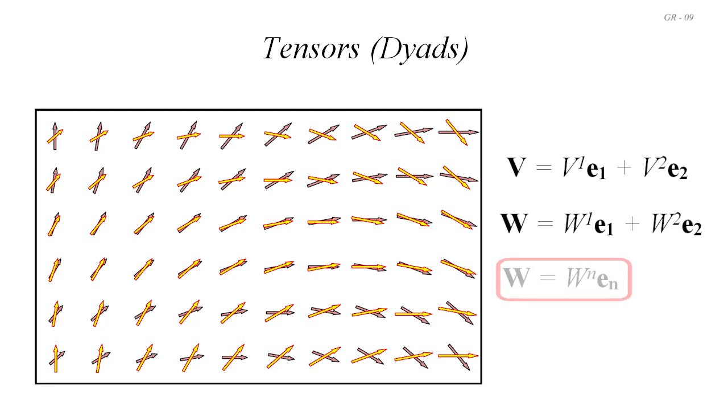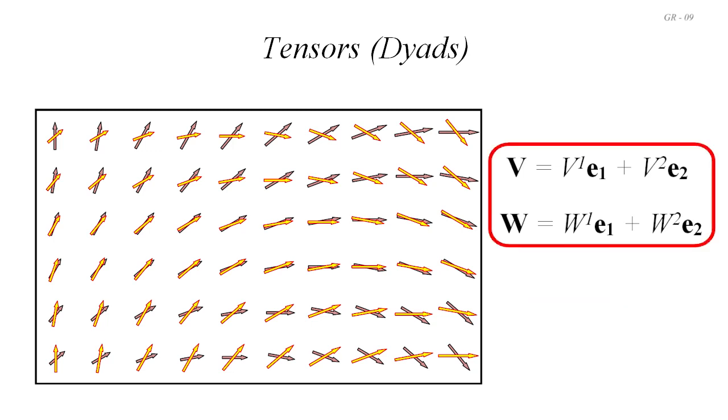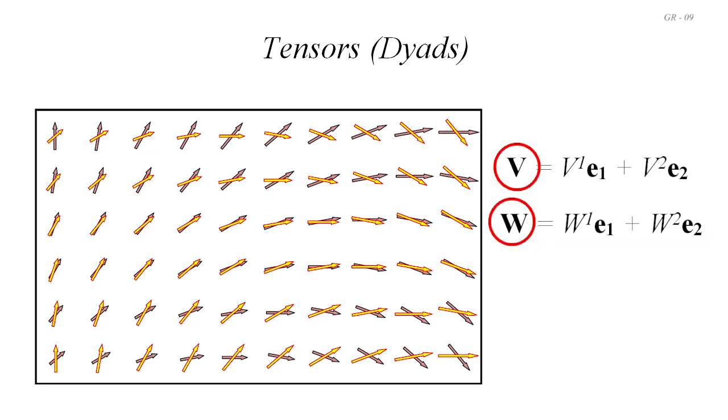In dealing with the mathematics of these two things together, we could conceivably simply treat the two fields v and w as distinct mathematical entities, as separate vectors. But it turns out that it is often convenient to combine them in some way into what is called a dyad, or what I'm loosely going to call a tensor.